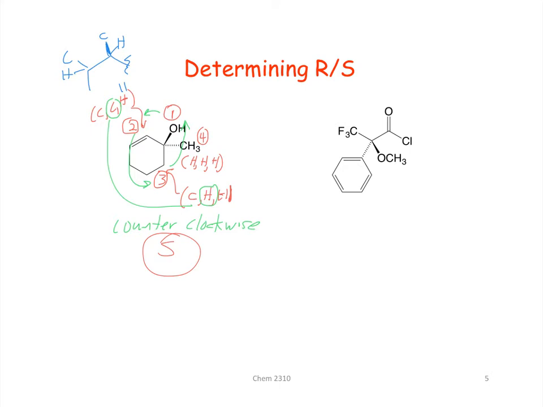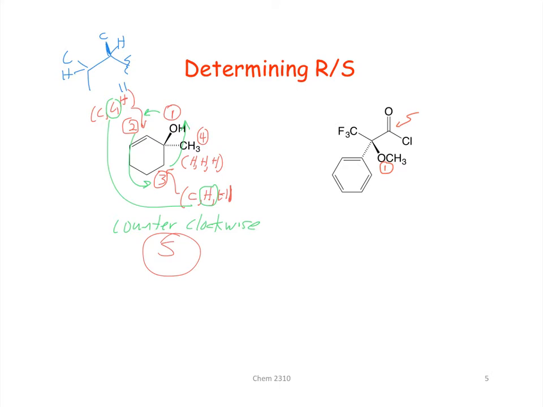Well, let's look. We look at the first atom. Don't just jump out here to the chlorine. We look at the first atom: carbon, carbon, carbon, oxygen. We know that oxygen has a higher atomic number than carbon, so the oxygen gets number 1. The other three groups are tied at this point. So let's do our ranking here.